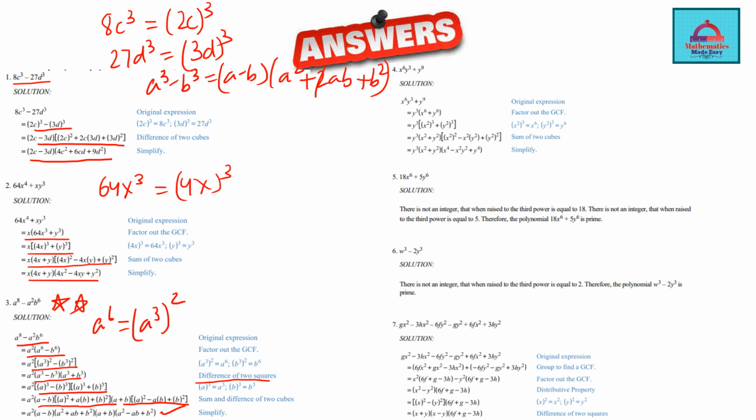In a similar way, you can do these questions, but somewhere you will get prime also, like in questions 5 and 6. It's a prime polynomial, meaning it cannot be factorized. Therefore, it is prime, just like prime numbers.